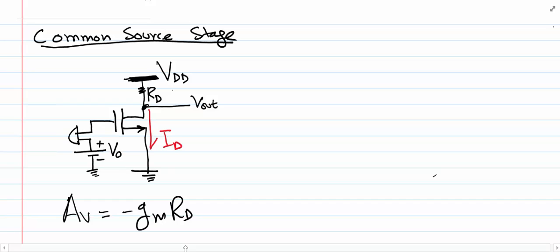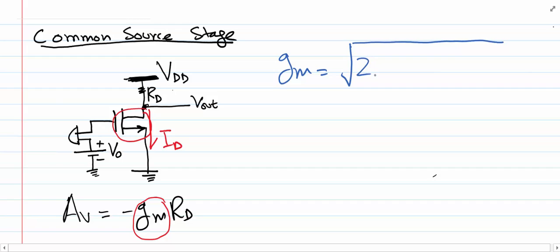Here the GM is the transconductance of this MOS device, which has got many expressions. The one we are interested in now is GM is equal to square root 2 mu n Cox W over L ID. Now here we observe that the GM is directly proportional to the mu n. Now mu n is called the mobility of free carriers in a semiconductor.